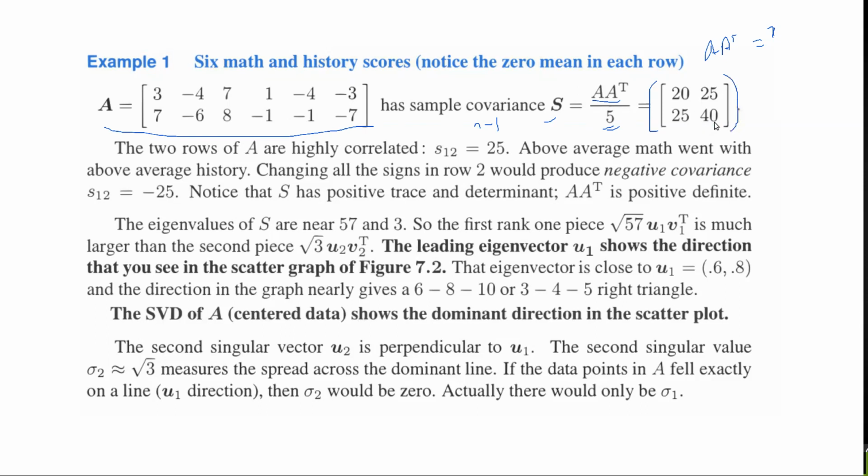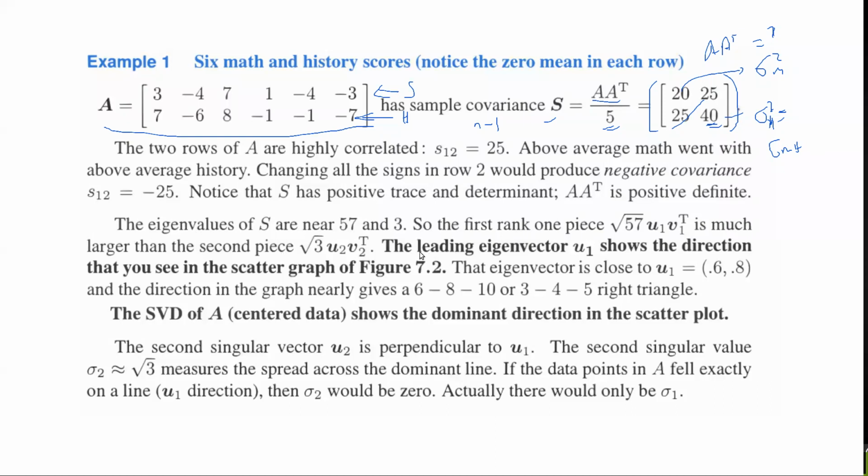So if this is history and this is math score, then this 40 is the variance of the history score, the history variable. And this will be the variance of maths, and this 25, the off-diagonal, will be the covariance of maths and history, where a positive covariance value indicates that there is a positive correlation.